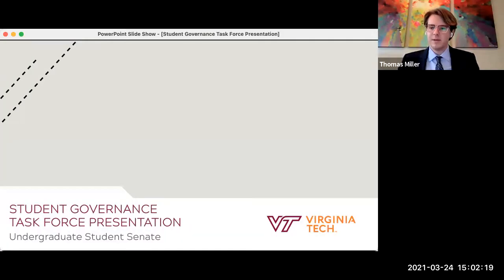Thank you, Heather. Thank you everyone that's here today, and for those that might be watching the recording. I'll share my screen right now. There we go. So the presentation we're going to give today is a little bit about the transition from SGA currently to what is going to be called the Undergraduate Student Senate. I'll pass it off to Miles to get us introduced to the bigger picture, and then I'll talk a little bit about the structure in more detail as we go forward.